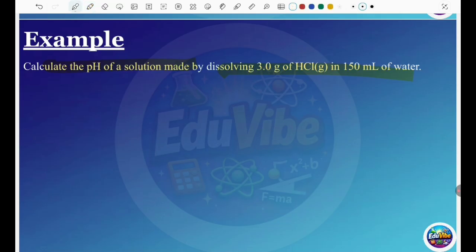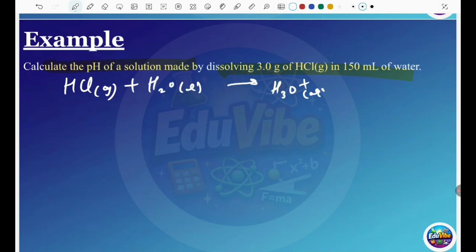On the knowledge of your modified analysis theory, which we did in the previous lesson, all things are used in this. So HCl gas reacts with water first. This is a strong acid, so you get H3O plus and Cl negative aqueous. You have a mass for the HCl. You can find the molar mass of HCl, which is H, 1.01, plus 35.45. You will get 36.46 grams per mole.